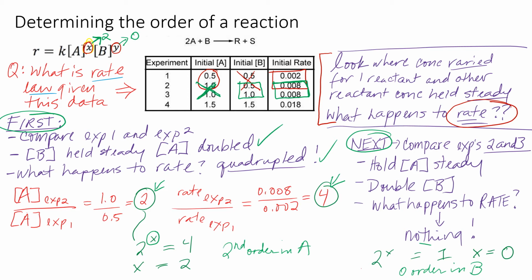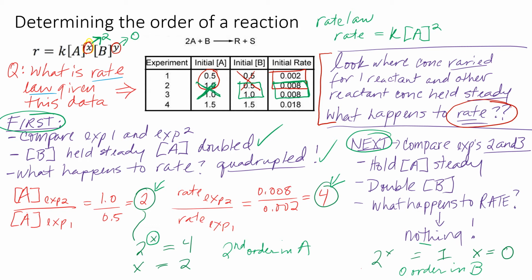This effectively reduces the whole B term to 1. So now we actually have at least the beginnings of a rate law. Very exciting. Rate law is rate equals K times A squared, A to the second power. Guess what? We're done. B is 1. So we have determined the rate law for this reaction.